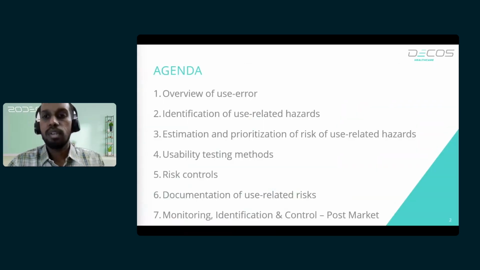So this is the agenda that we'll be looking at in the next 35 to 40 minutes. I'll be giving you an overview of what exactly use error is and the possible ways we can identify use related hazards with regard to medical devices, and how we can estimate and prioritize the risks with regard to use related hazards. We will also cover the various methods in which we can test usability on a medical device, post which we can go across the various risk control measures for the identified use errors, and how those can be documented so that it is helpful from the regulatory perspective and for putting the device in market for sales.